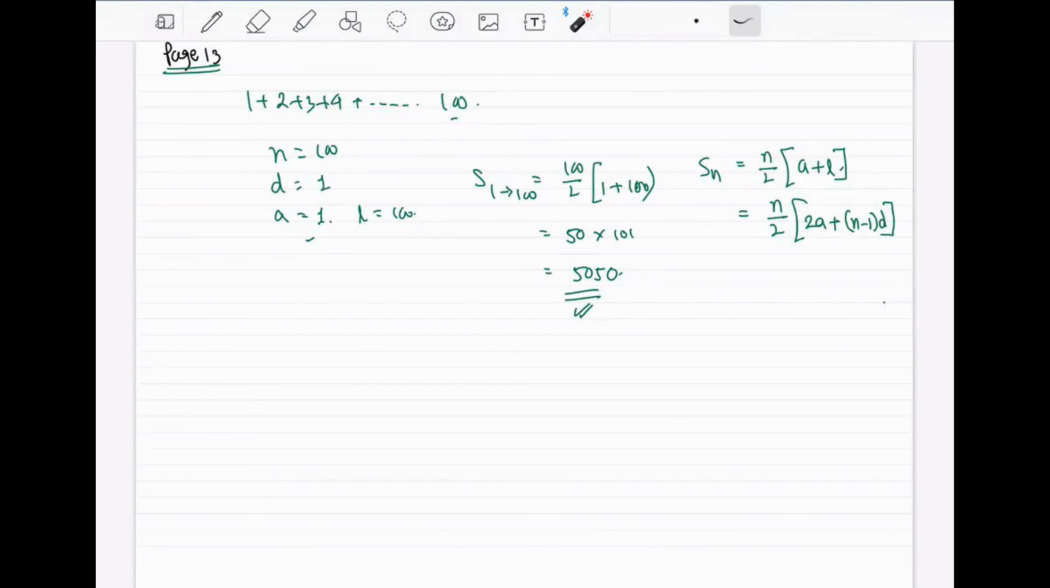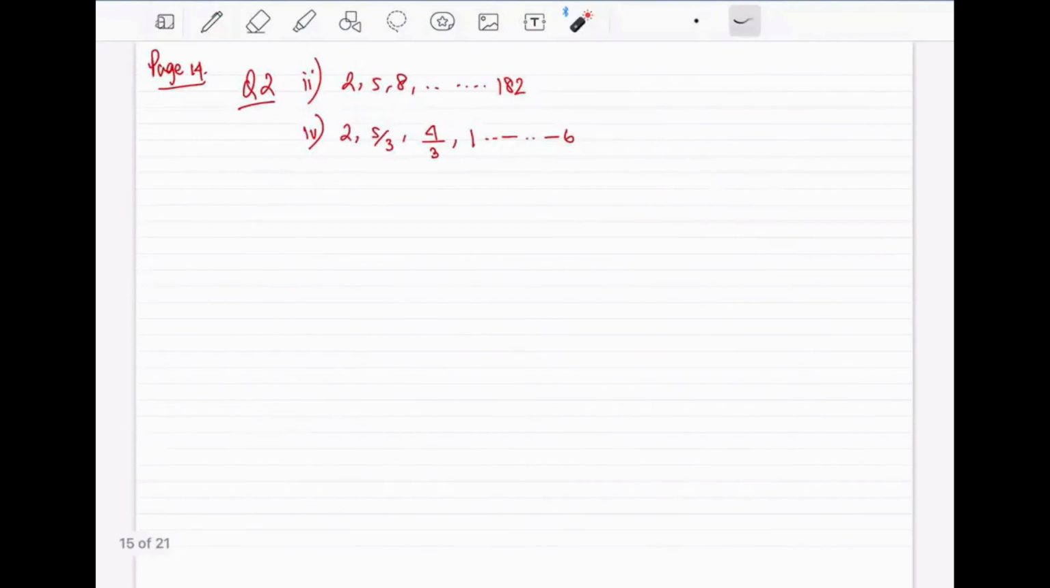Okay, now let us take up some examples in which the last term is given. This is from your exercise 6.1 question number 2. I'm taking up Roman number 2 and Roman number 4. Look, here last term is given. Okay, so let's use the formula with the last term.